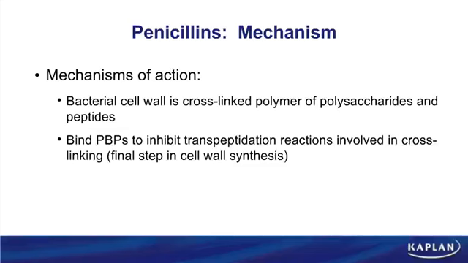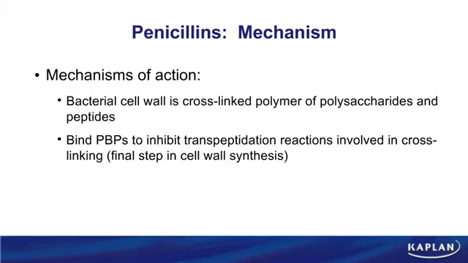First, let's look at the mechanism for penicillins. The way that penicillins work is that they're going to be cell wall inhibitors. If you remember that the bacterial cell wall is a cross-linked polymer of polysaccharides and peptides, penicillins actually work by binding to penicillin-binding proteins, and they inhibit the transpeptidation reactions involved in cross-linking. And this is the final step in cell wall synthesis. By inhibiting this cross-linking step, the bacteria has a weaker cell wall that eventually can kill the organism.